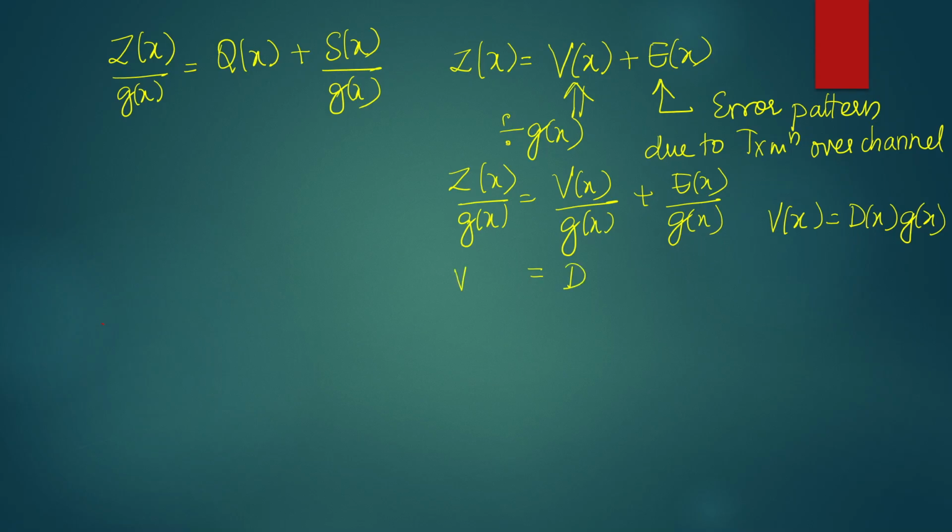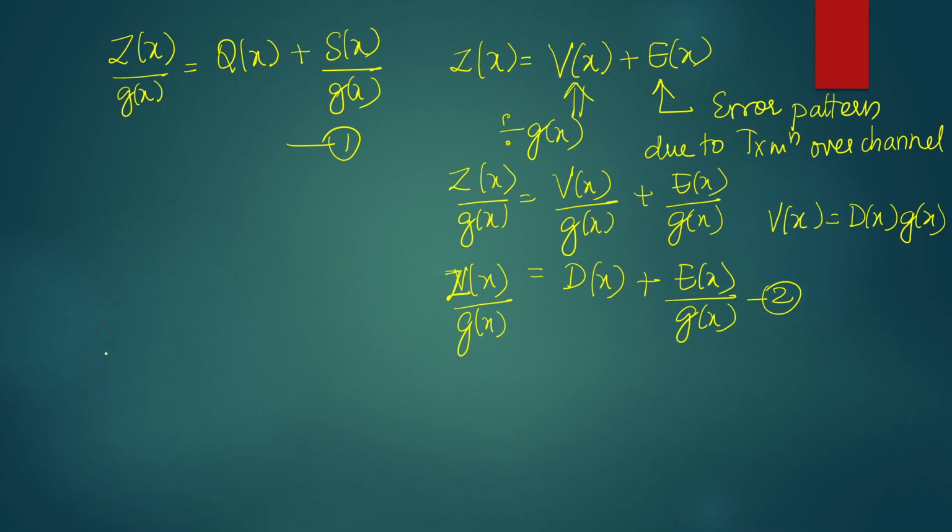So here, z of x over g of x is equal to d of x plus, substituting d of x into g of x in place of v, g of x will cancel. So it is d of x plus e of x divided by g of x. Now let me consider this as equation 1 and this as equation 2. Equating these two, because left hand sides are equal, d of x plus e of x divided by g of x is equal to the quotient plus the syndrome divided by g of x.